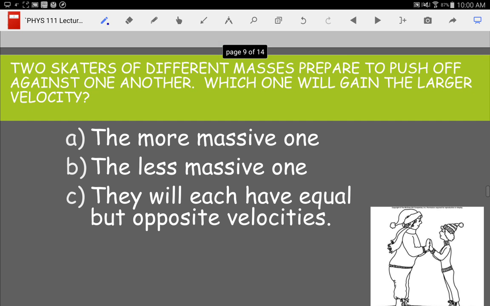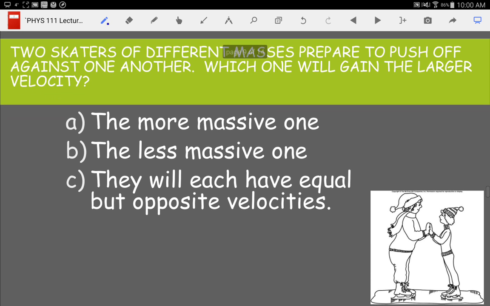Now, a different but related problem. This one has a very practical application, at least for me. Two skaters of different masses prepare to push off against one another. Which one will gain the larger velocity? Okay. 8 people said the less massive one will have more. Well, let's look at the calculations here.